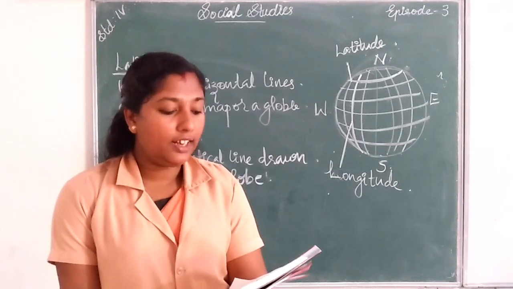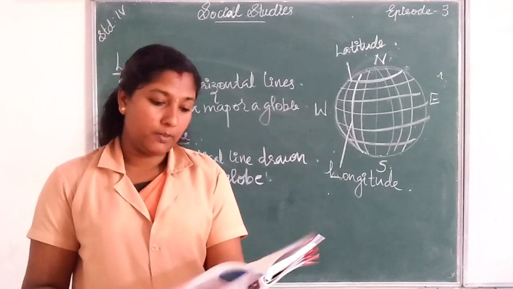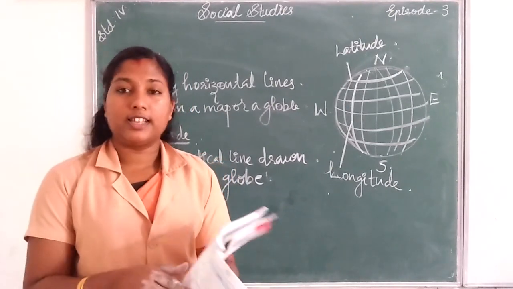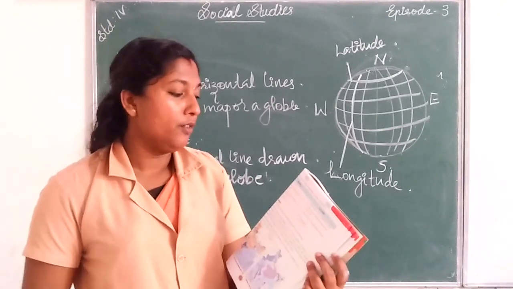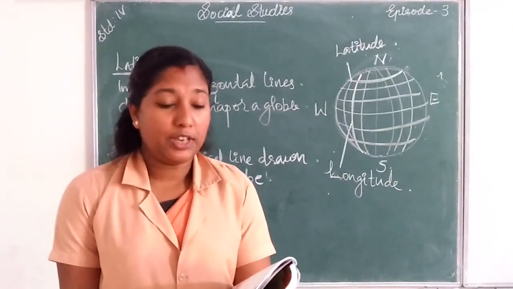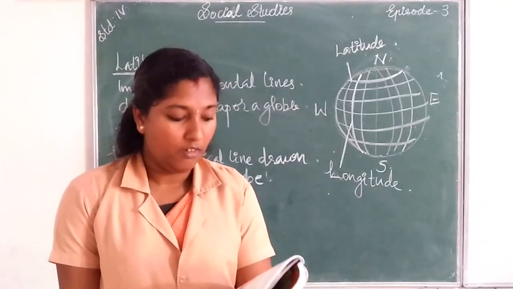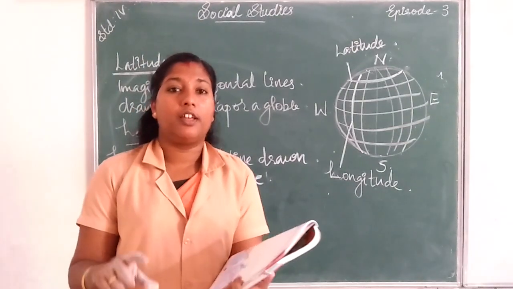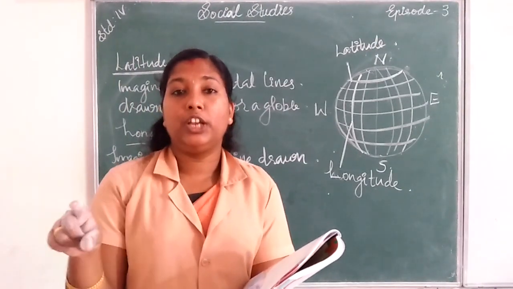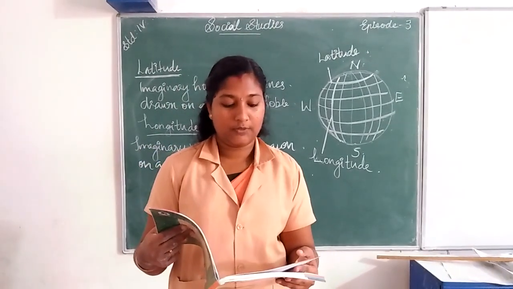Second question: what are the differences between a globe and a map? In your textbook, page number 161, the differences between maps and globe are given. Maps are easy to carry, globes are difficult to carry. Maps can show different places at the same time, globes cannot.